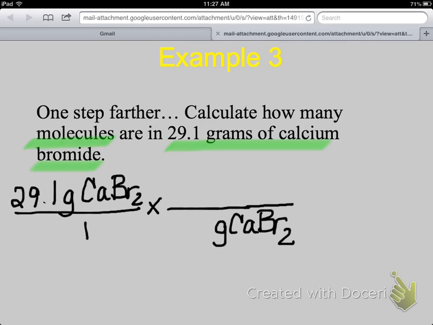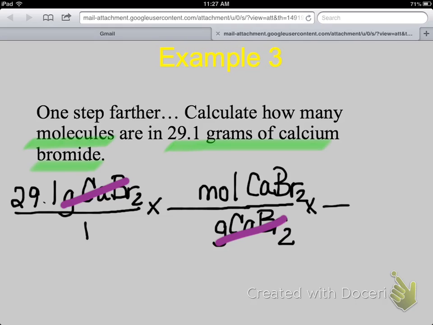We're trying to find molecules, but I don't know a conversion from grams to molecules. What we've been doing is going from grams to moles. All right, so we can work with that. Let's go to moles of CaBr2. Okay, so that's going to let me cancel out my grams, but I don't want moles. I want molecules as my final answer. So we got to do one more conversion.